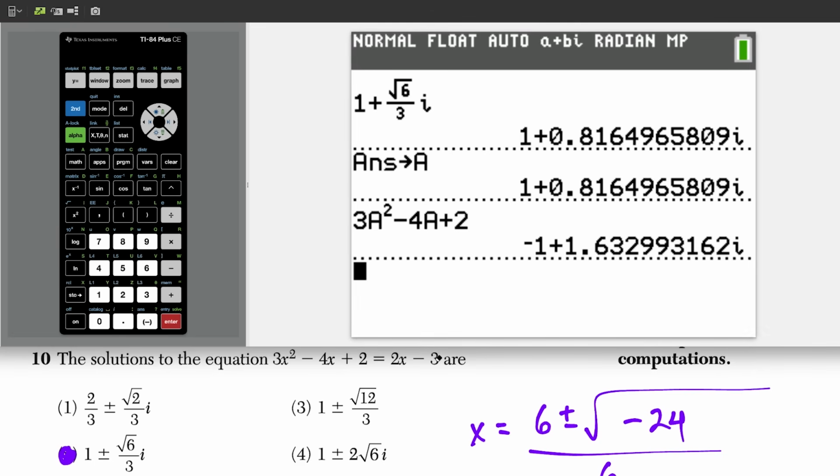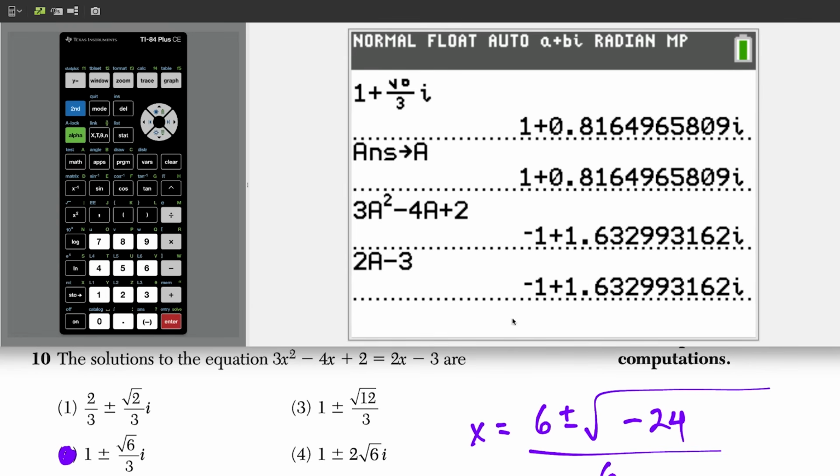And now I'm going to do it to the right side. So 2 times we have alpha math is going to pull up A, and then minus 3. And notice that we get an exact match here. So this answer here is definitely good. If we had done this and got the wrong answer, then these values here would not match at all. But the real part matches and the imaginary part matches.